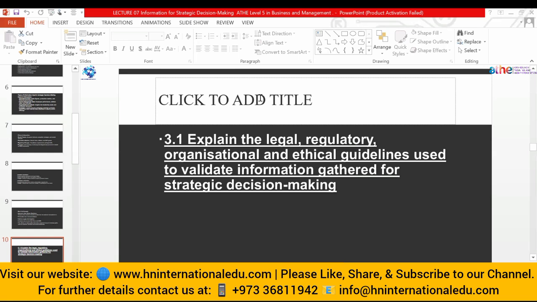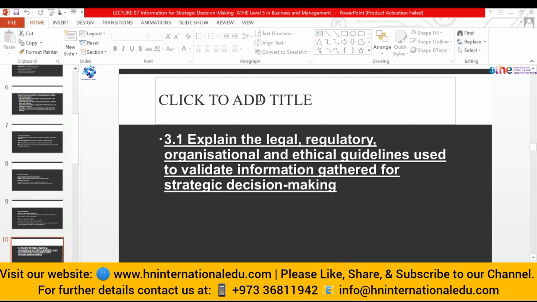Now, what we are going to explain, we are going to explain the legal, regulatory, organizational, and ethical guidelines used to validate information gathered for strategic decision making because it's easy to extract knowledge, but to validate the information, that is actually the trickiest part. Sometimes the information can be vague, it can be authentic.